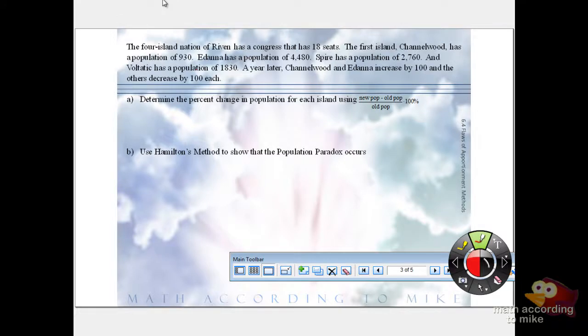So just like before, we're going to do Hamilton's twice. The one time with the given population, the second time with the change of Channelwood, and Edina, I think it's pronounced. I don't know if it's Edina. You pick your favorite.